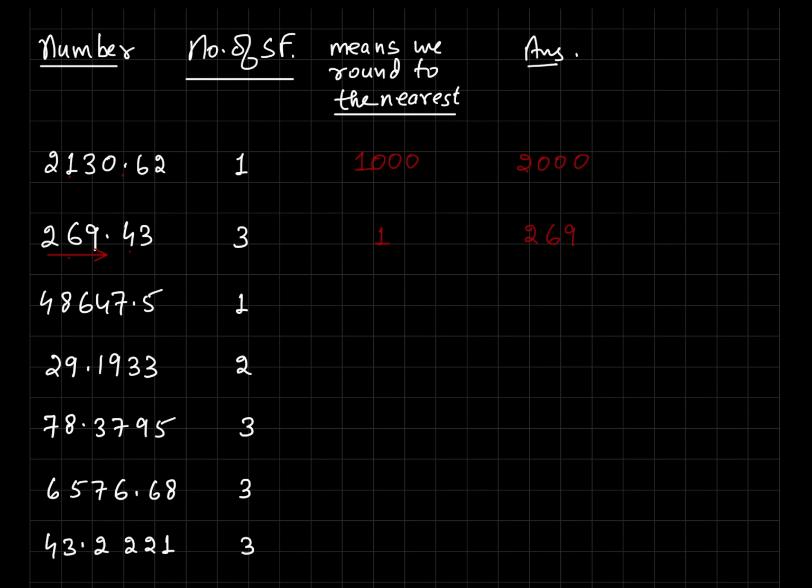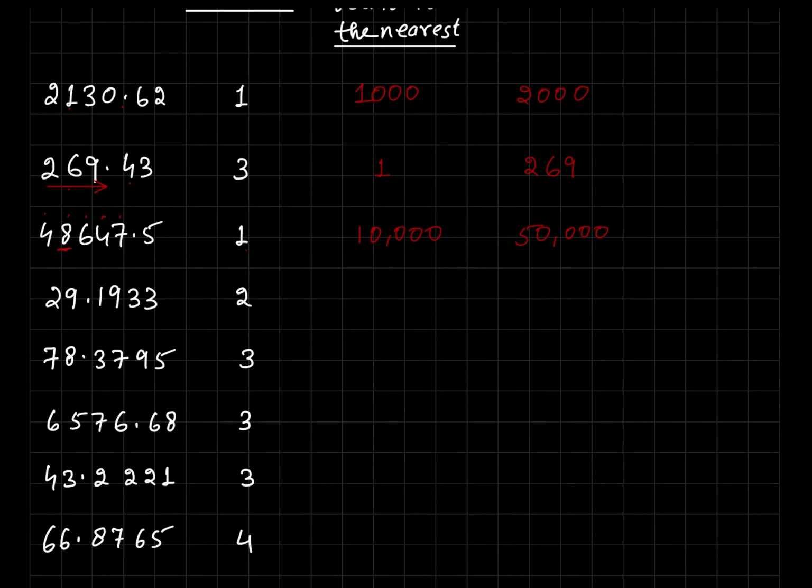Then next is 48,647.5. We have to write one significant figure for this whole number. So the number of significant figures is just 1 here, and this is 1, 2, 3, 4, 5 digits. It means 10,000, right? I have to round it to 10,000. So I will write it as 50,000, because after 4 we have 8, which is greater than 5. So it would be 50,000.